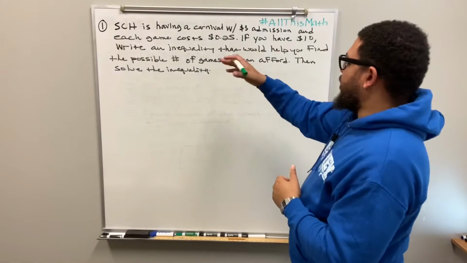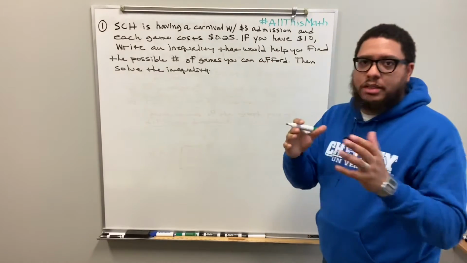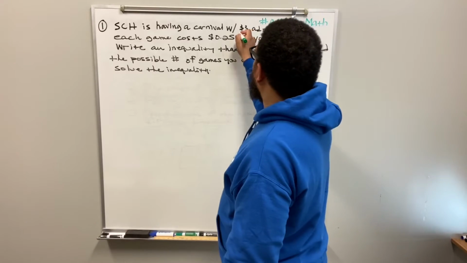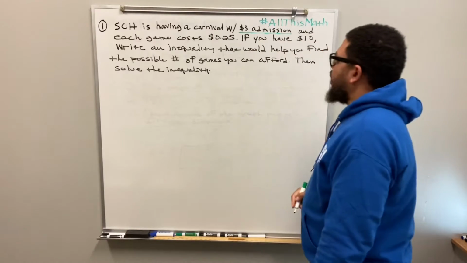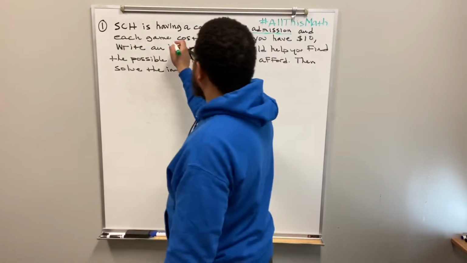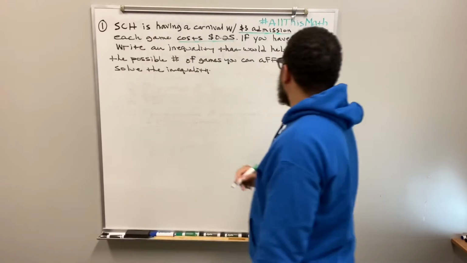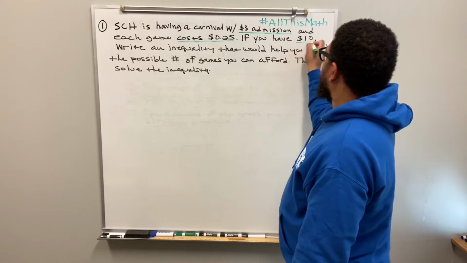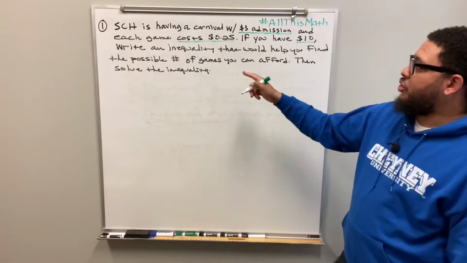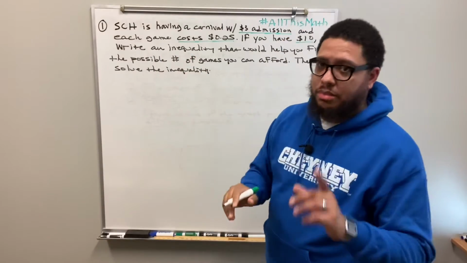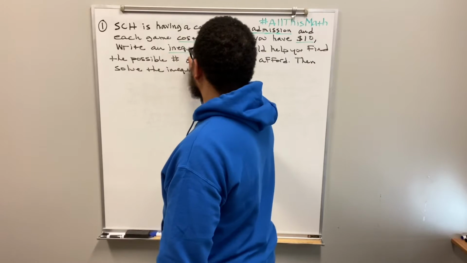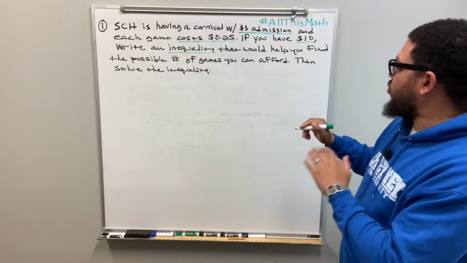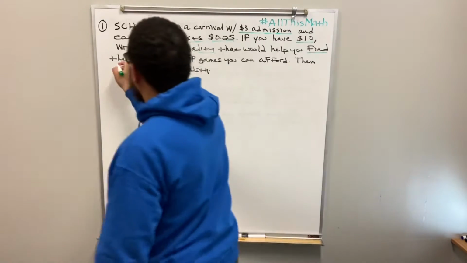All right. So SCH is having a carnival with $3 admission. I want to underline the important information that's going to help me do my math. So this $3 admission part is going to be important. This each game costs 25 cents is going to be important. The fact that you only have $10, that's important. The fact that you're supposed to write an inequality and not an equation, but an inequality, that's important. That will help you find the possible number of games. That's important.